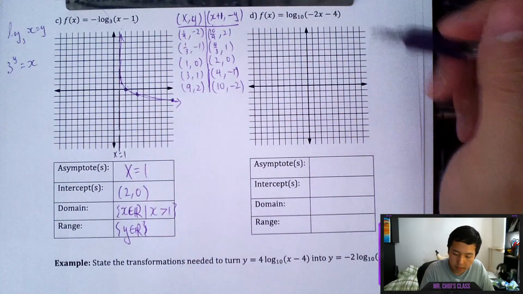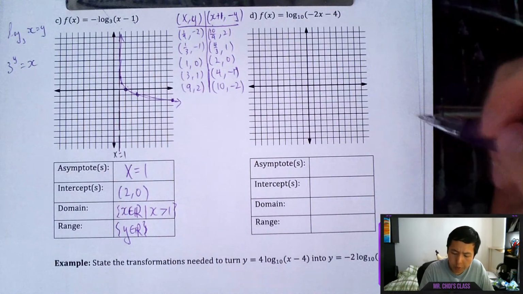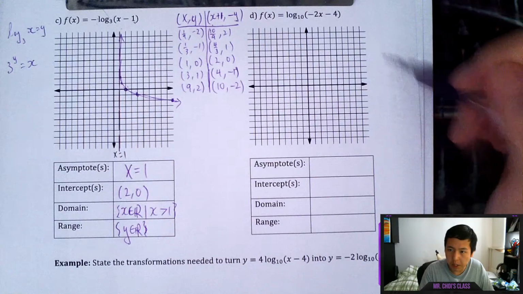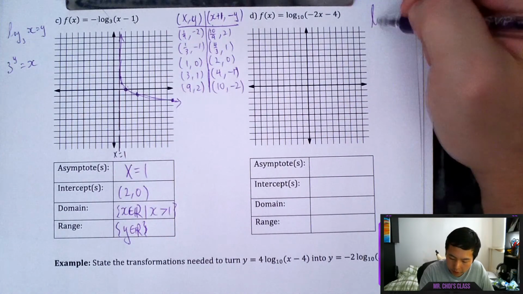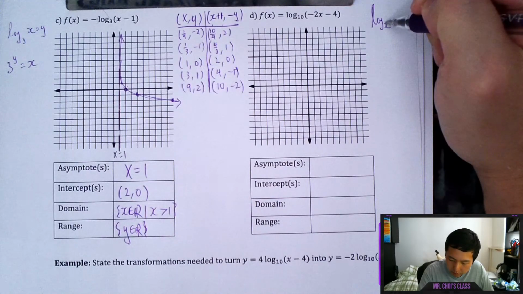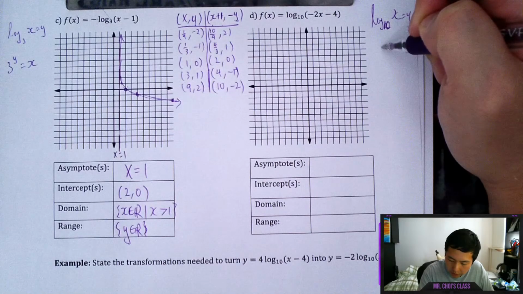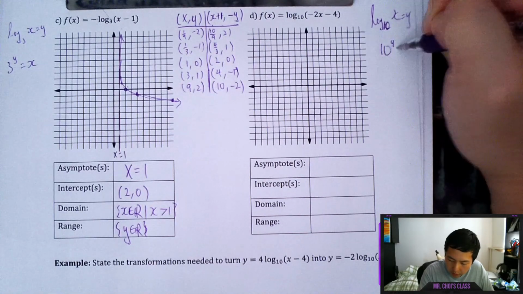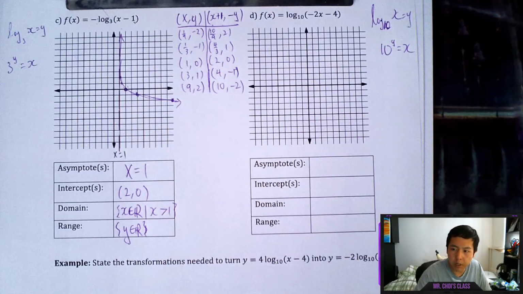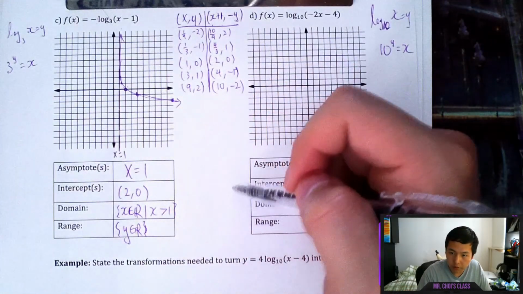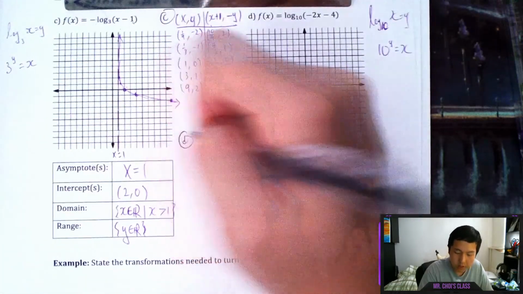Okay. Now for this one here, we are running out of space, but let's work with what we have. So I'm going to say here log base 10 of x equals y is what we're working with. So we're working with 10 to the y is equal to x. So I'm going to do that in black down here. So this will be for C, and then this will be for D.